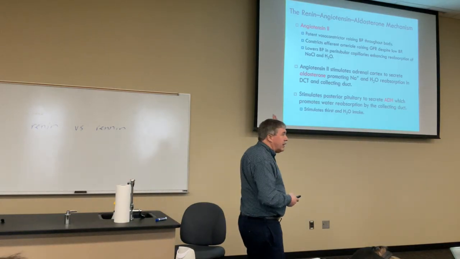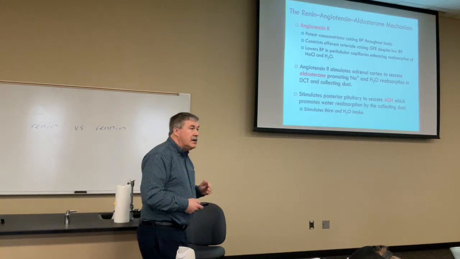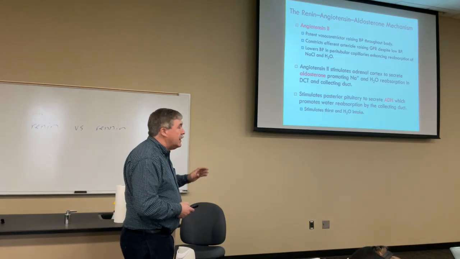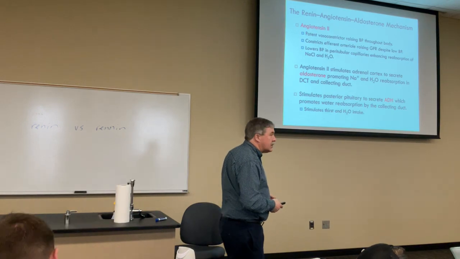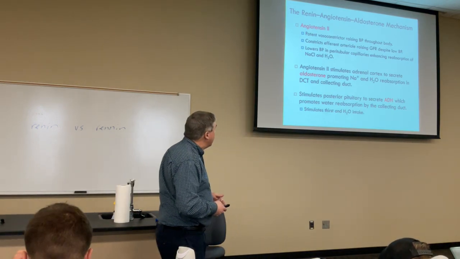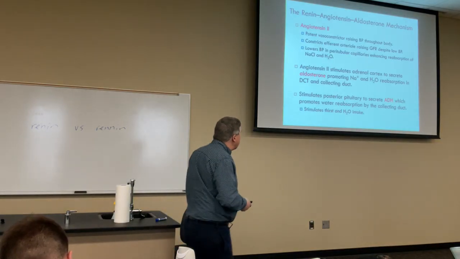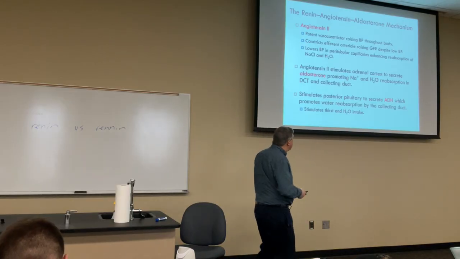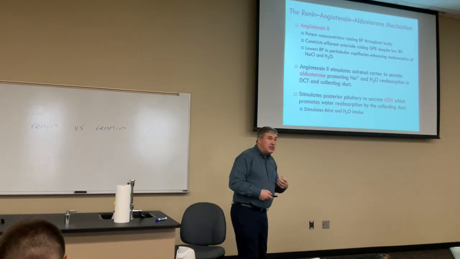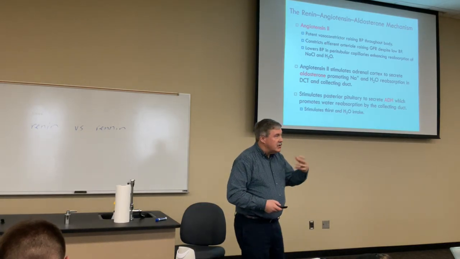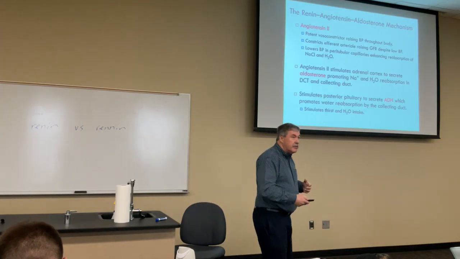Angiotensin-2, actually one of its main effects is that it stimulates the release of aldosterone by the adrenal cortex, and that increases active reabsorption of sodium and water in the distal convoluted tubule and also in the collecting ducts. Angiotensin II also stimulates the posterior pituitary to secrete ADH, which promotes water reabsorption by the collecting ducts, and it also stimulates thirst, which increases your total body water when you drink, and that also increases blood pressure. Okay?